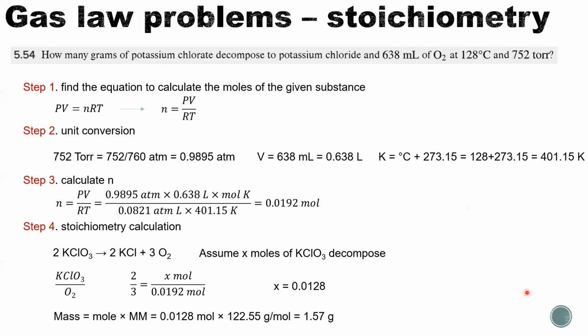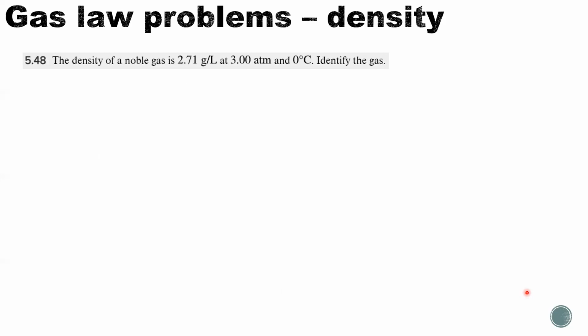So let's take a look at another question about density, the ideal gas law involving density. Okay. The density of a noble gas is 2.71 grams per liter at 3.00 atm and 0 degrees Celsius. Identify the gas.